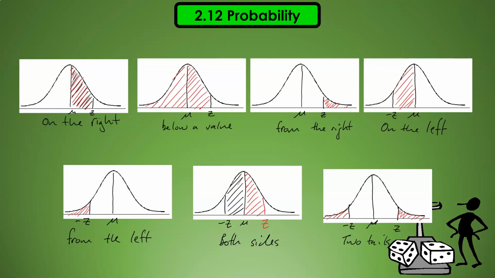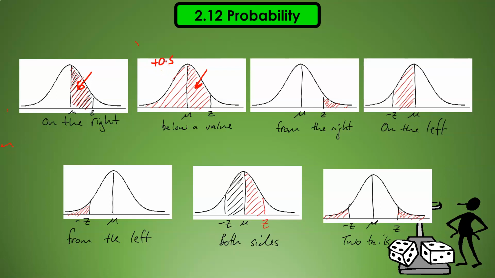So this lesson is about mixing up the 7 different scenarios that we've done in previous lessons, so that you can answer the questions all at the same time. It doesn't matter which one you're given, you should be able to answer it. So there's 7 different scenarios. We've got the first one on the right and the next one below a value.